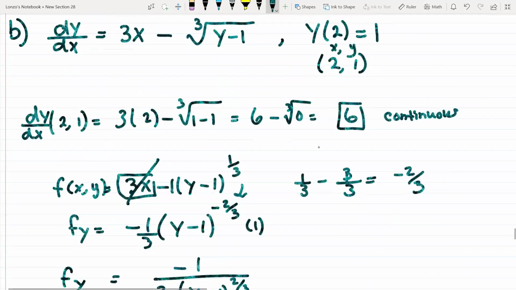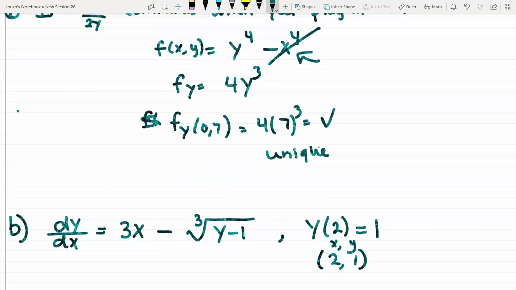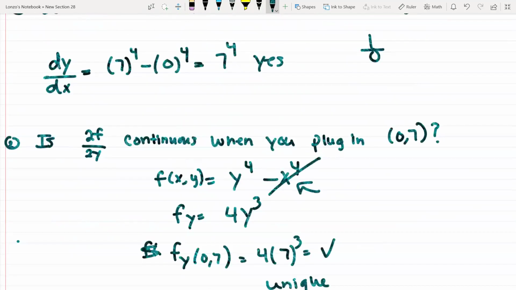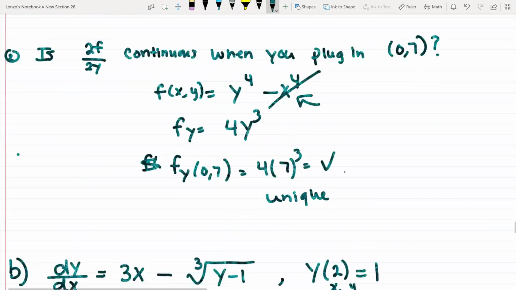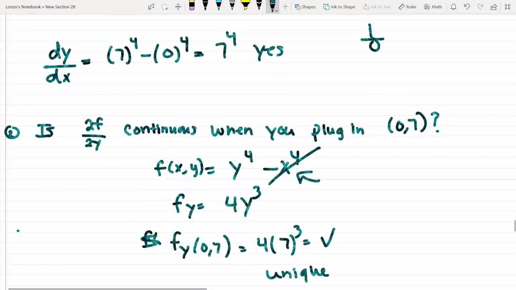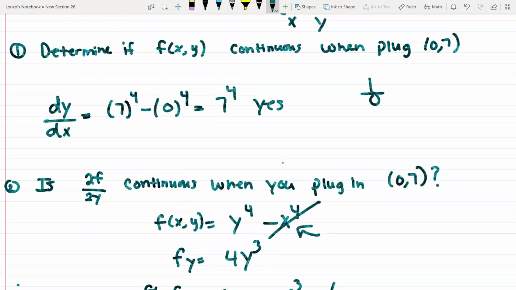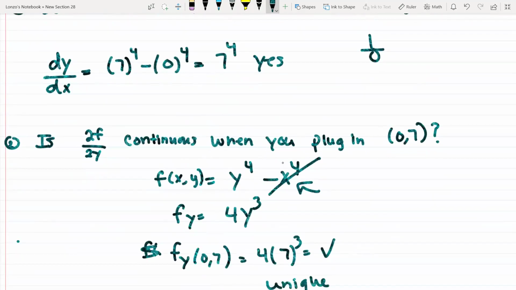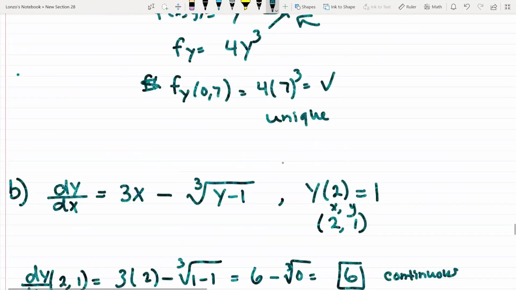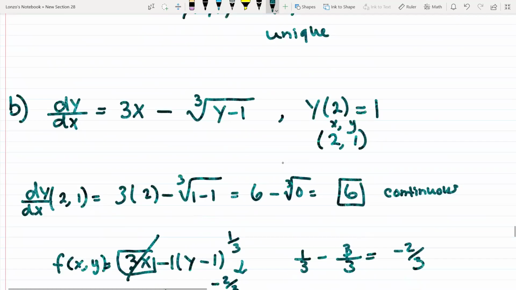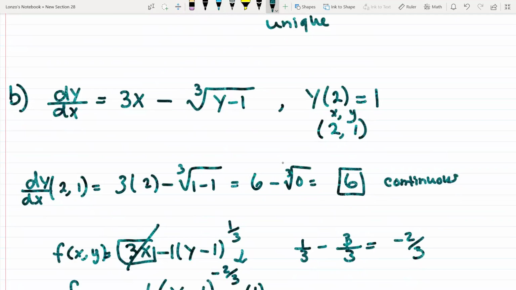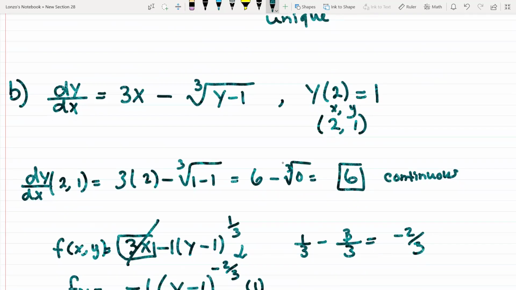So in this example, we just determined if it's continuous and unique. To determine if it's continuous, you simply plug in your coordinate. If you actually get a real value, like 7 or 9, that's continuous. If it's undefined, it's not continuous. And to determine if it's unique, you take the partial derivative with respect to y, plug in your coordinate, and if you get a real number, it's unique. If you get an undefined number, it's not unique.